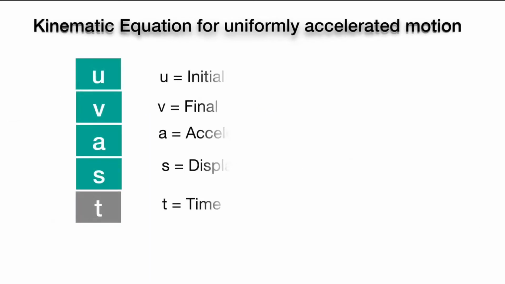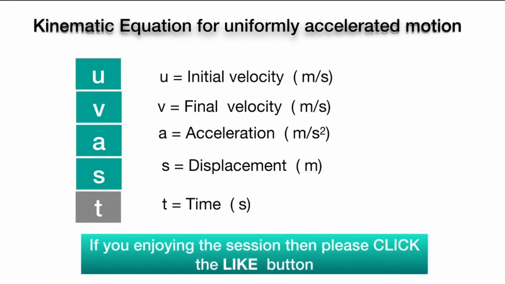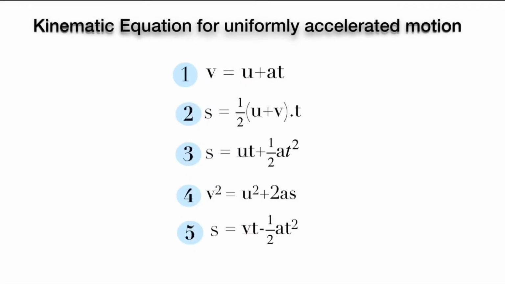So this way we have 5 different variables for this car motion: the initial velocity u, the final velocity v, acceleration a, displacement s, and time t. Now, different combinations of these variables in a group of 4 create the 5 most popular equations of motion. These equations are these. Now we are going to derive these equations one by one using the velocity time graph.